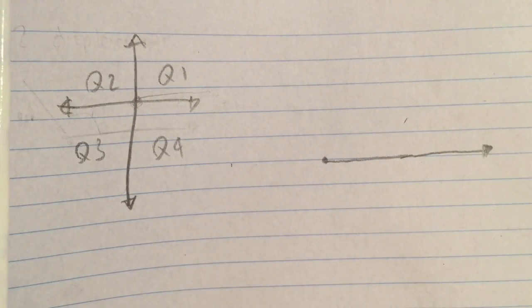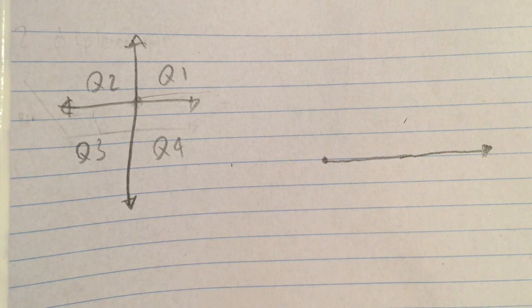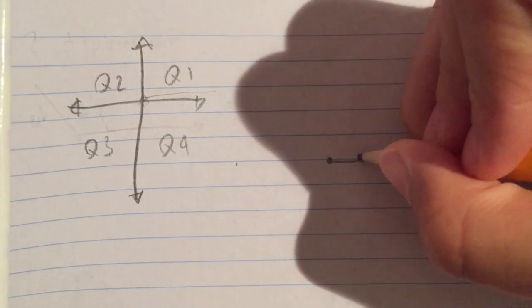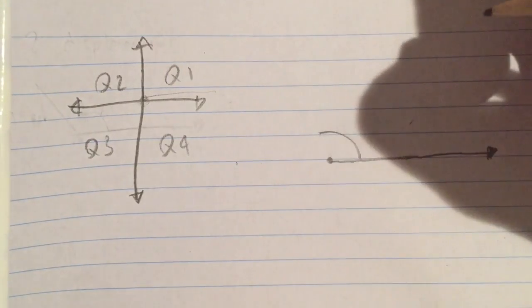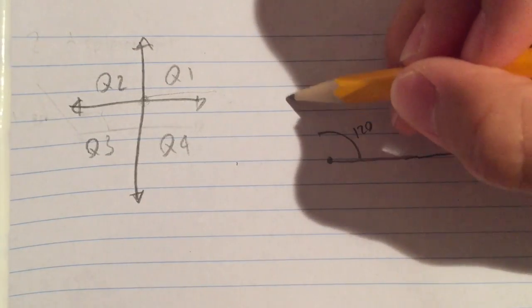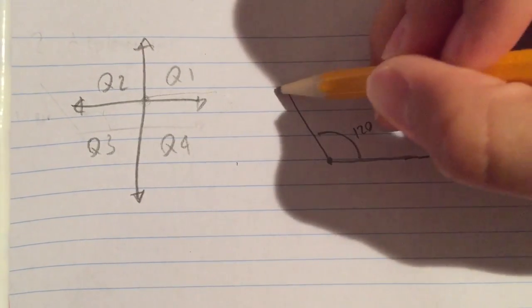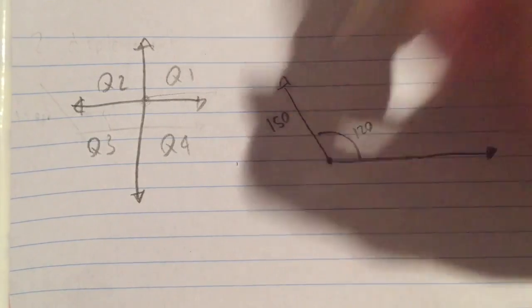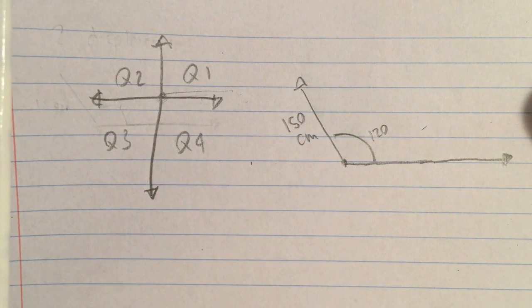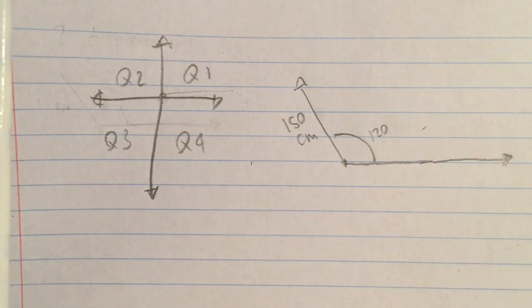Okay, the next thing we know is that the first leg has a magnitude of 150 cm and makes an angle of 120 degrees with this line. So an angle of 120 degrees would be greater than 90. So 120, that would be an obtuse angle. And 150 cm. Okay.